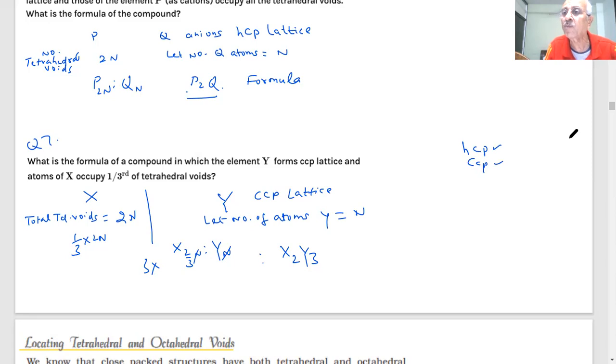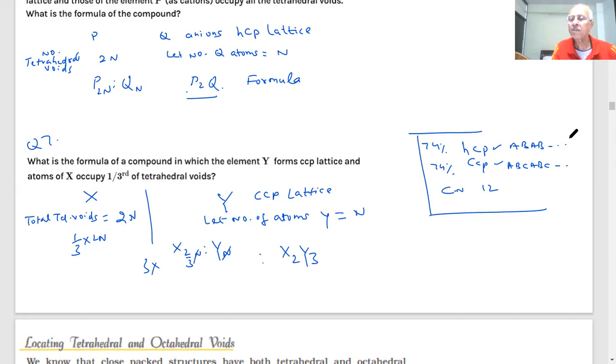Differences between the two: what type of arrangement? CCP is ABC, ABC. Here in HCP it is AB, AB. 74% space is occupied, so packing efficiency is 74% in both cases. Coordination number in both cases is 12. Very important. Every word, every line I write can be a question in the paper. Note it down, because you will forget in the paper.